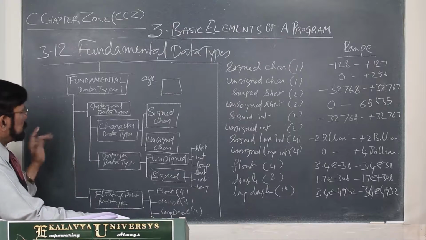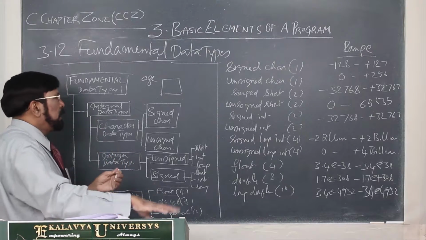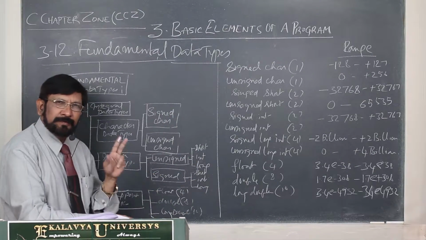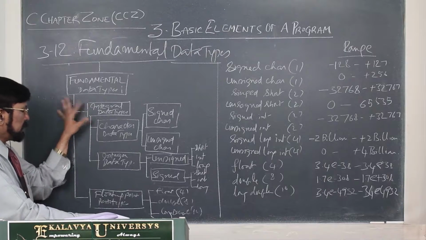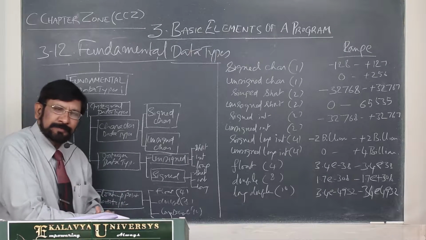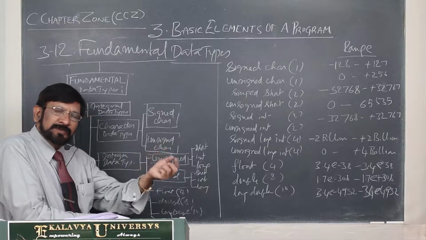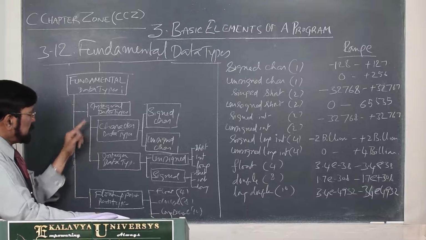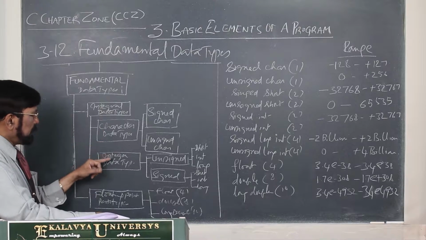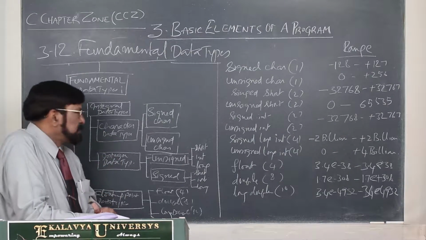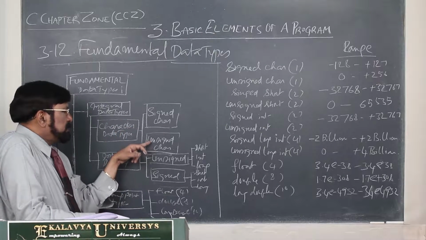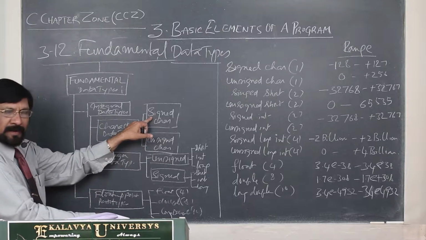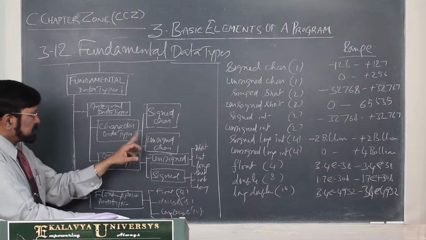Once again I just give a briefing about this. Fundamental data types can be classified mainly into two groups: integral data types and floating point data types. Integral data types means those which deal with integers. Under integral data types, character data type and integer data type come. Again, character data type is classified into two groups: character, signed char, and unsigned char.